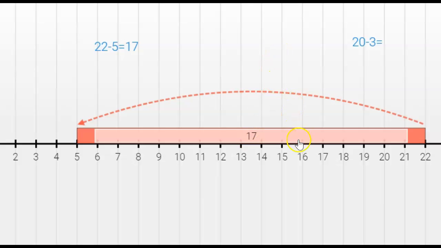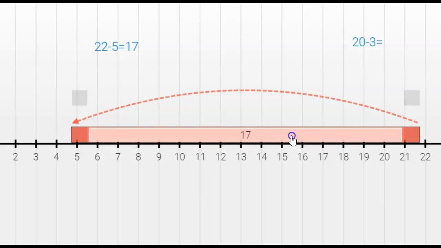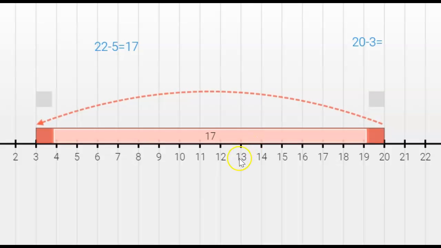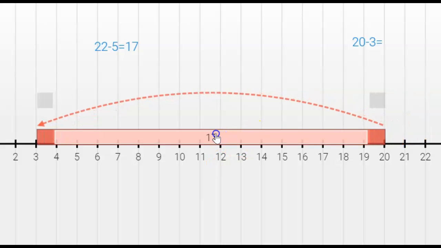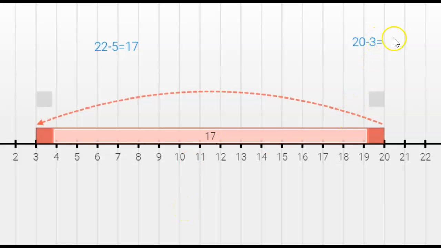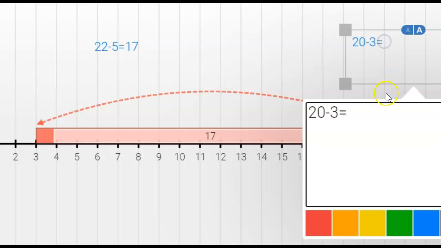So check this out. If we take these 17 jumps, or this distance, and we move it from 22 down to 20, it still stays 17 jumps. The size of the bar hasn't changed. So it just shows us now that 20, our new starting point, is the same distance from 3 as 22 was from 5. So doing this change, going from 22 minus 5 to 20 minus 3, doesn't change anything. It gives us the same exact subtraction answer or difference as 17.